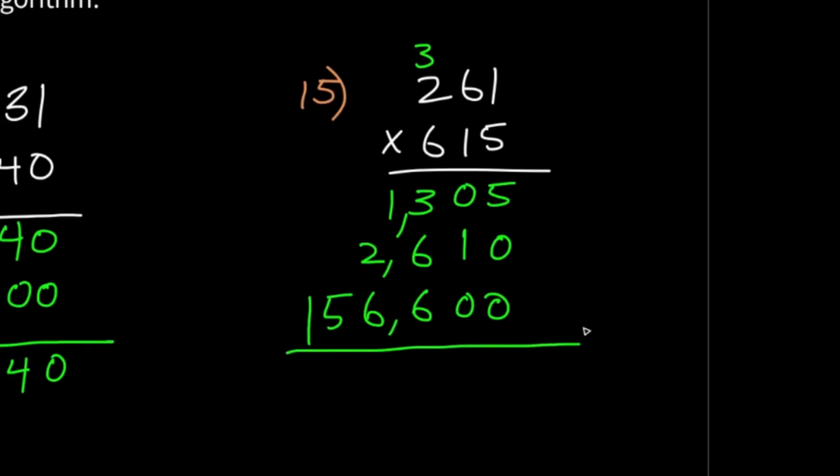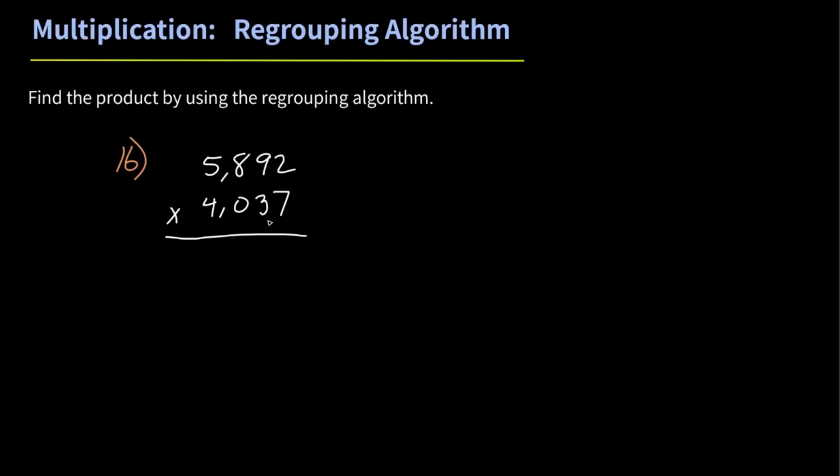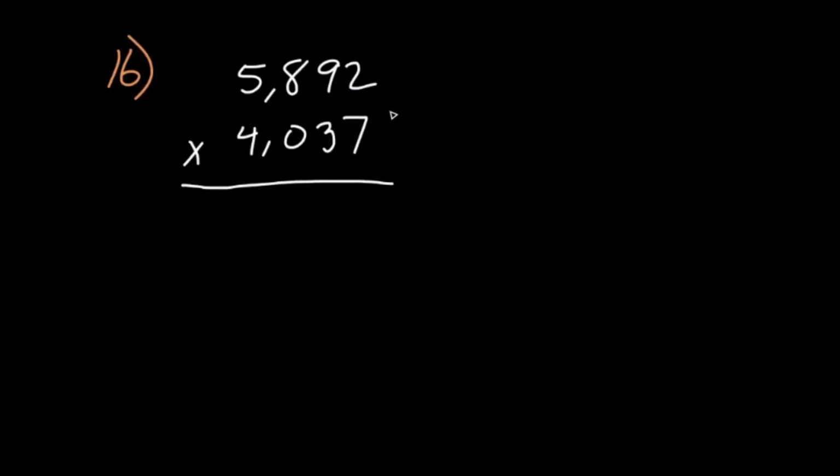So we're going to add these partial products together. 5 and 0 is 5. 0 and 1 is 1. We have 3 and 6 is 9, plus 6 is 15. Carry the 1. 1 and 1 is 2. 4, 10. Carry that 1. 1 and 5 is 6, and 1. So the product is 160,515.